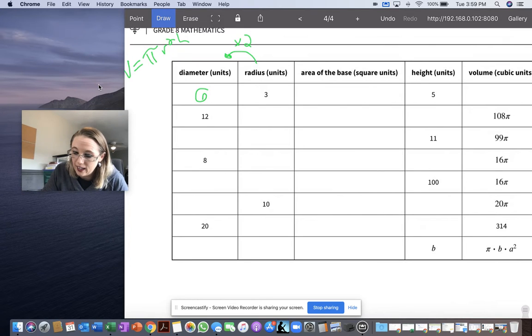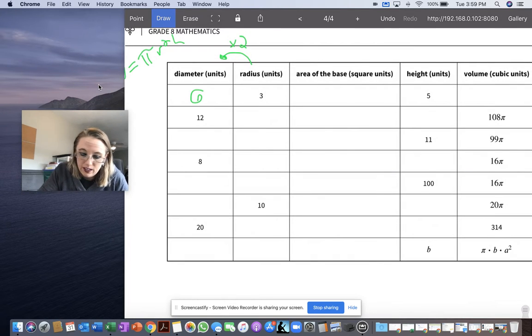You're given a height. We know how to find the area of the base, right? Area equals pi r squared, area of a circle. So our area for this one is going to be pi times our radius, 3 squared. What's 3 squared? It's going to be 9 pi. Now we have all the information that we need.